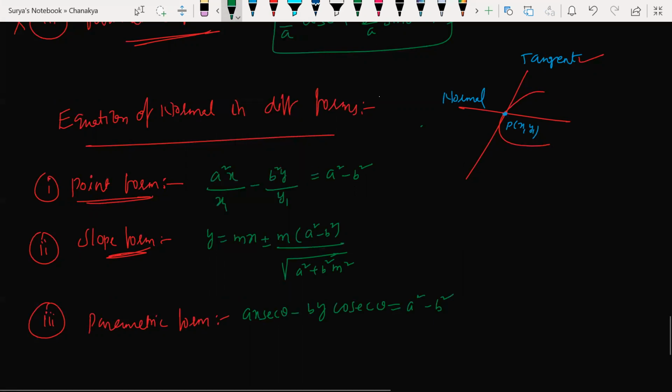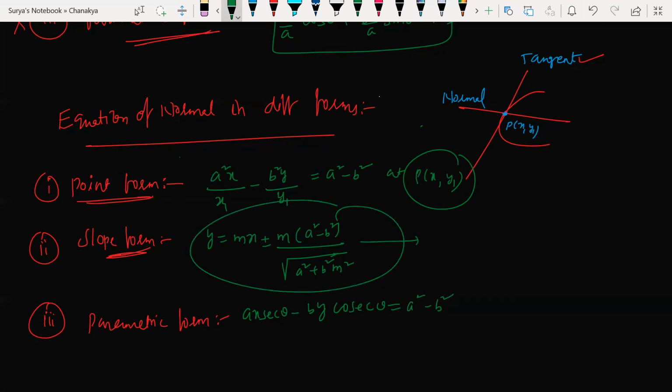सर पॉइंट फॉर्म का मतलब क्या होता है? इधर एक पॉइंट दिया होगा, at point x1 comma y1, at this point this is the normal equation, okay, get my point? Understood? Here he'll be giving you slope, here he'll be giving you point. Getting my point?